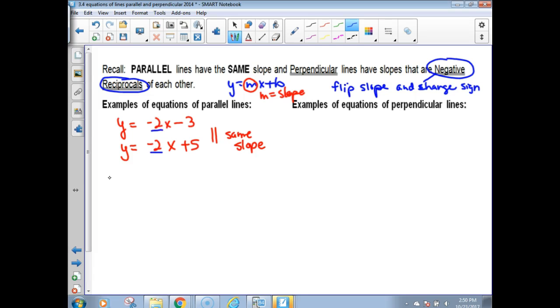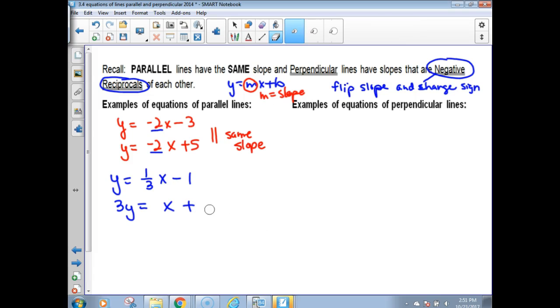Let's see another example. What if I had y equals 1/3 x minus 1? A line parallel to that has to also have a slope of 1/3. So what if I had 3y equals x plus 2? Or I'll make it not be 2, because you probably won't like it when I do the next thing. I'll make that be a 6.